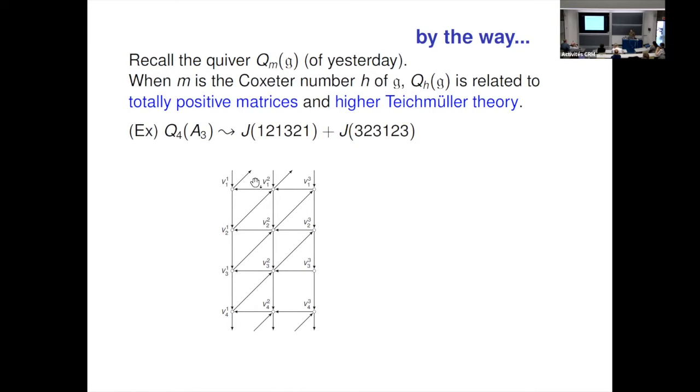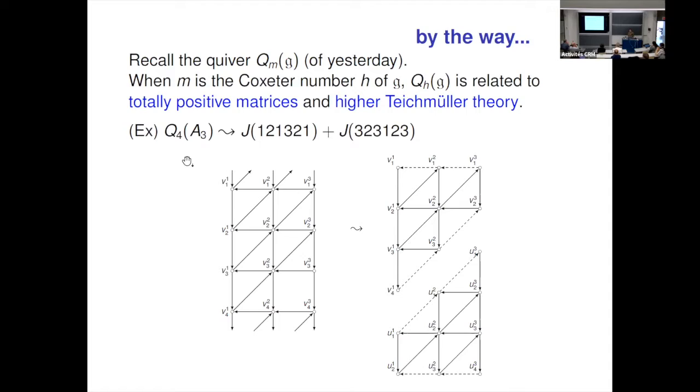So we have the A3 Dynkin diagram here, the Dynkin quiver, and we connect four copies of this Dynkin quiver in this direction. And you should identify this top and bottom. So this is the definition of this quiver.